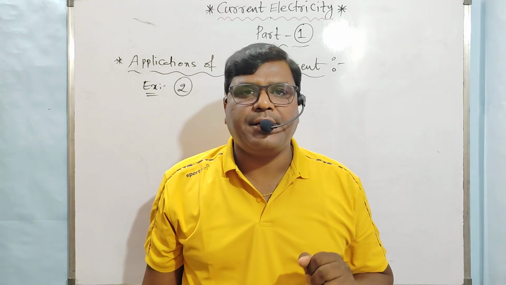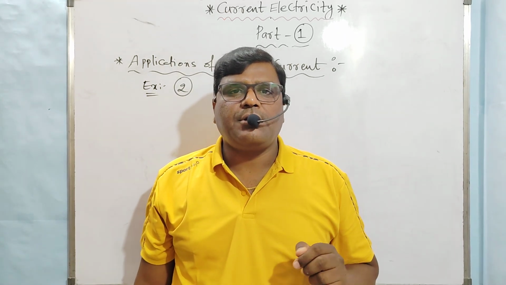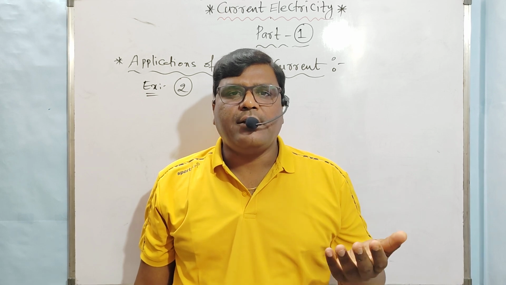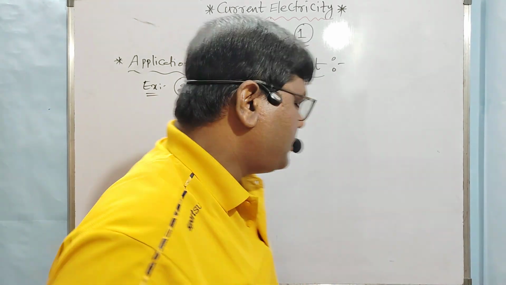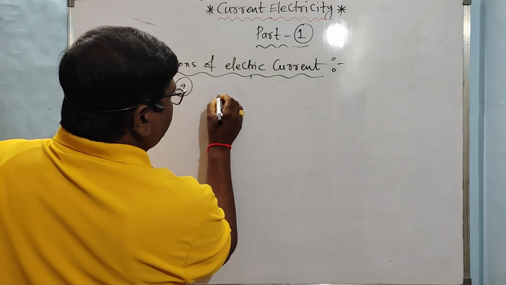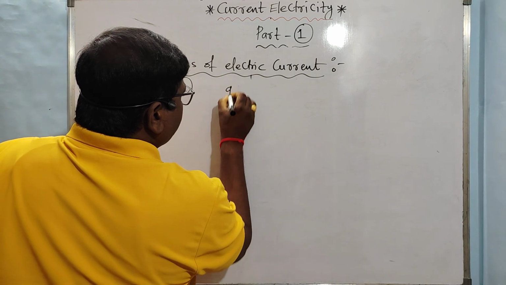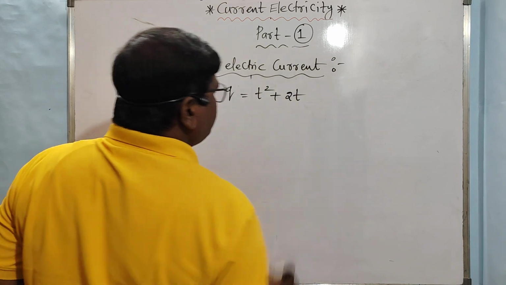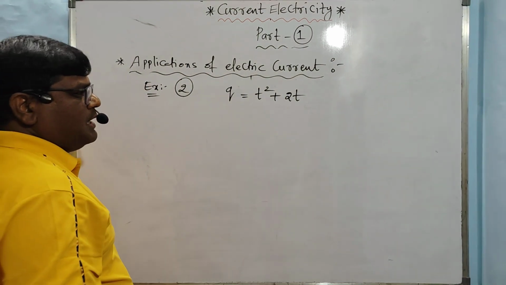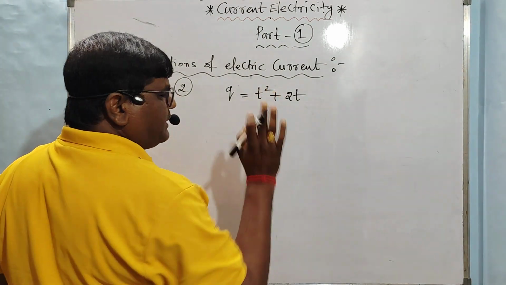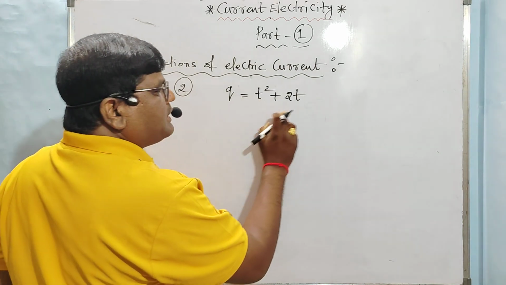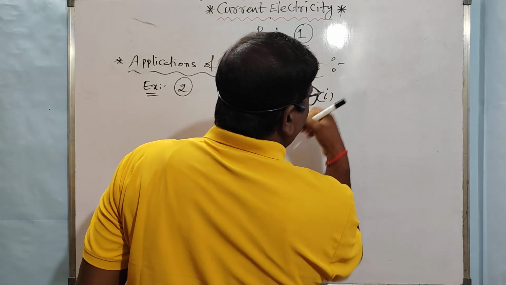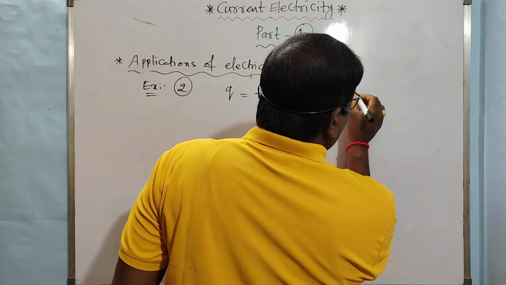What is the question? For example, charge is given to you. Charge Q is equal to t square plus 2t coulombs. They are asking 2 questions in this problem. Charge is given in terms of time, which means charge is varying with respect to time. So in this, question number 1 is to find the current.